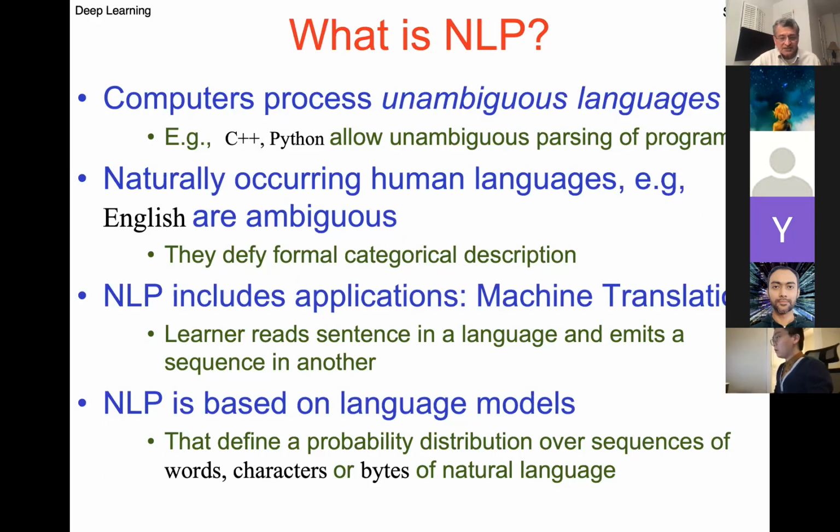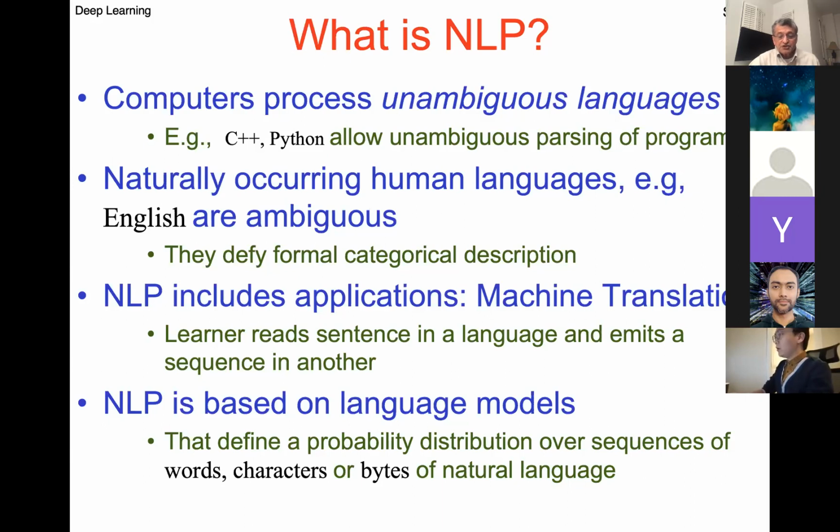People have been thinking over the last 50 years that maybe natural language is amenable to grammars, right? No longer context-free grammars, but maybe context-sensitive grammars, and so on, but no. So you cannot write a grammar for natural language. They defy formal categorical description. Natural language processing includes applications such as machine translation, of course. A learner reads a sentence in a language and emits a sequence in another. That's what machine translation, MT, is all about.